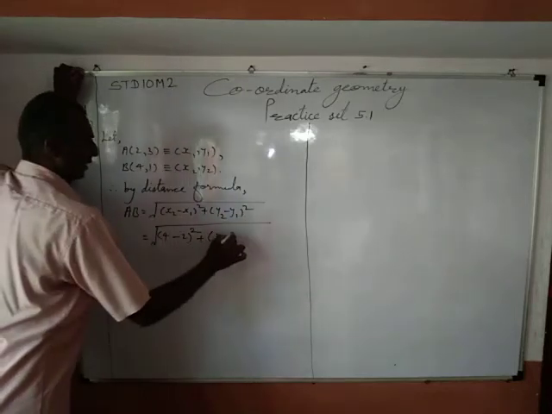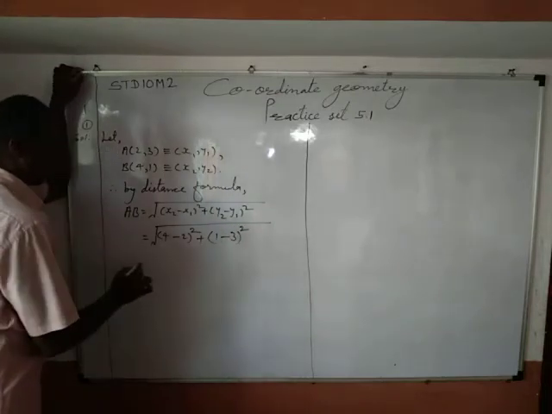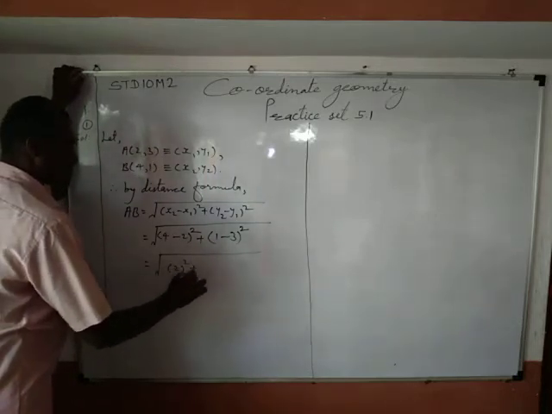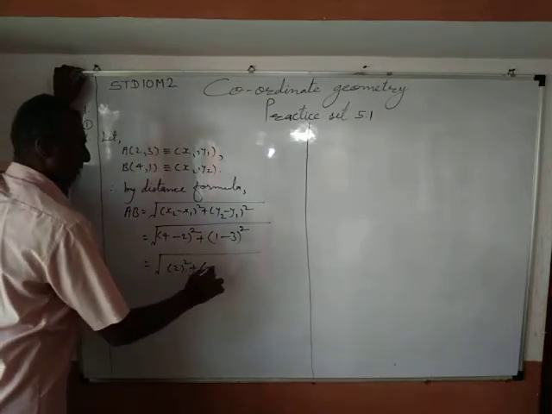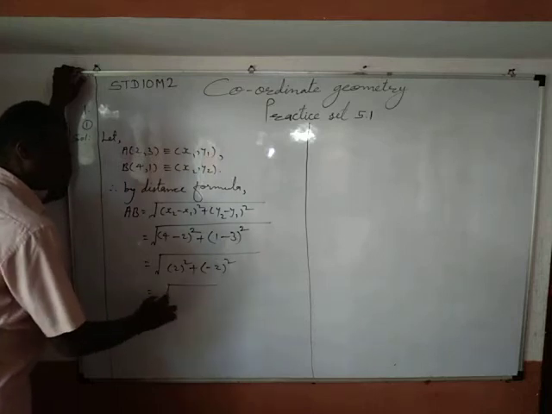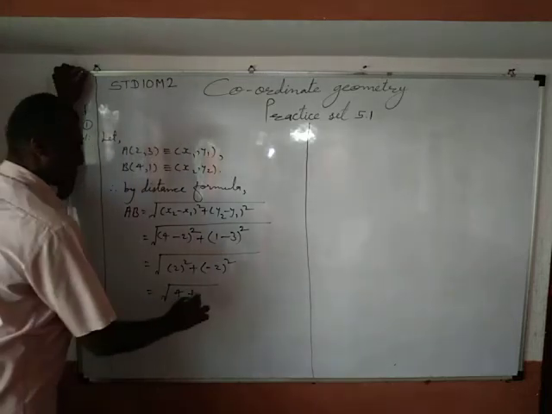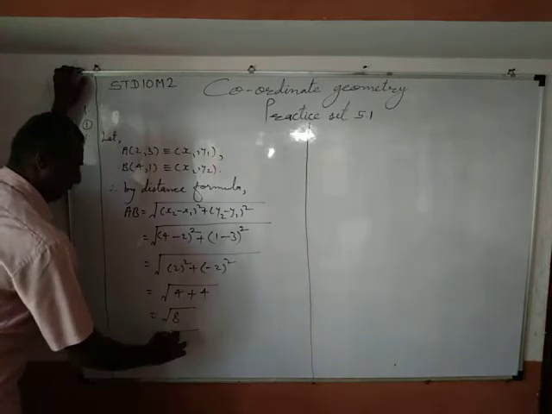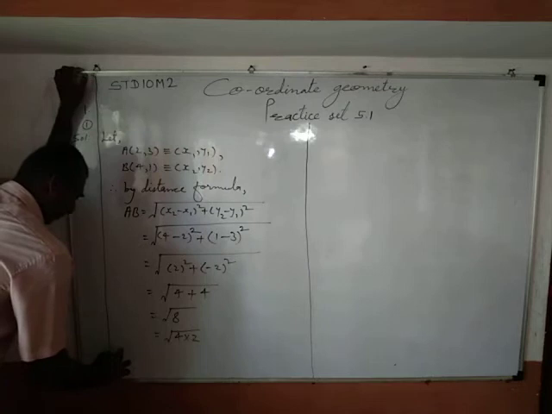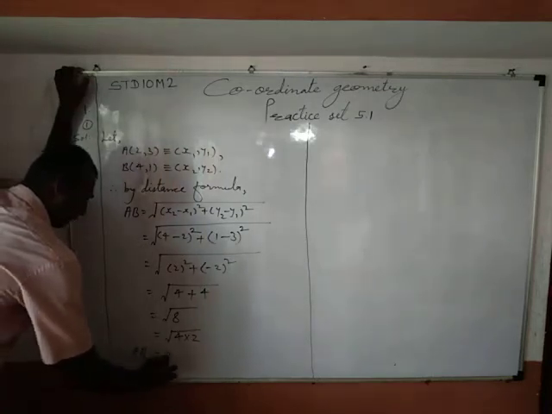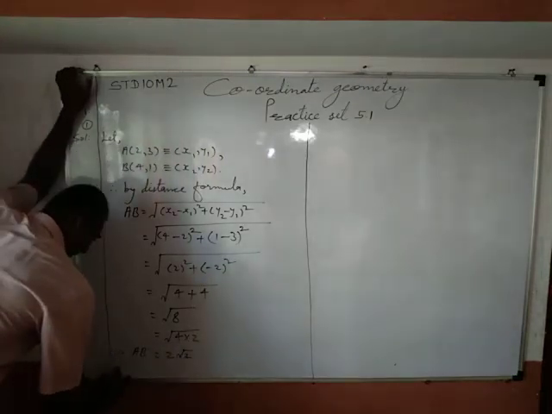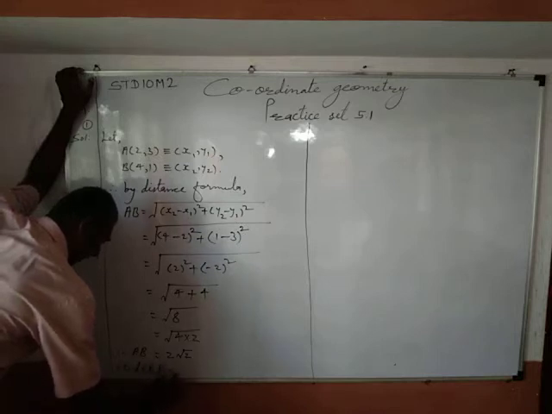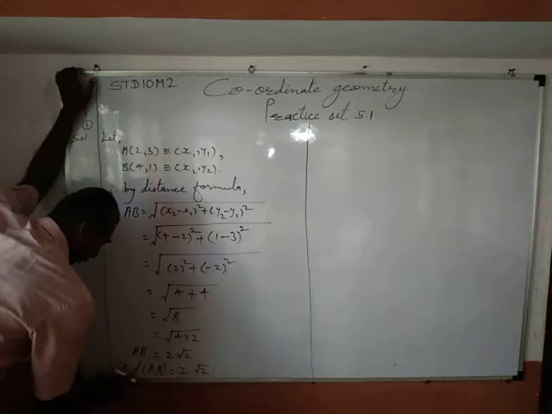value of y1 is 3, (1 minus 3) whole square, equals under root 4 minus 2 square means 2 square plus (1 minus 3) whole square means minus 2 square, equals under root square of 2 is 4 plus square of minus 2 is also 4, equals root 8, equals root 4 into 2, and therefore AB equals 2 root 2, that is, distance between A and B is 2 root 2.